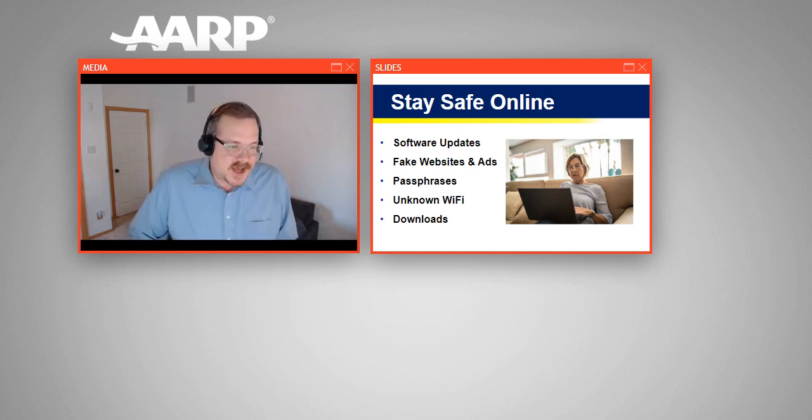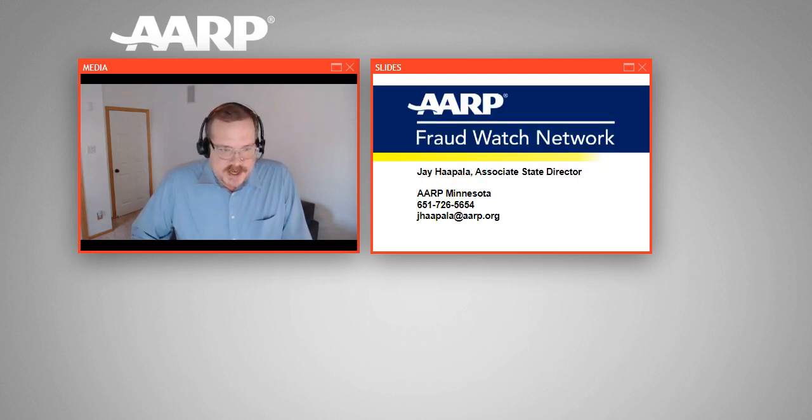The same goes for a text. I get scam texts that have links in them. Receiving the text is not dangerous, but if I click on that link, now I'm downloading a file to my device, and that file could have malware or a virus embedded in it. So those are my tips for you to stay safe online right now and into the new year.